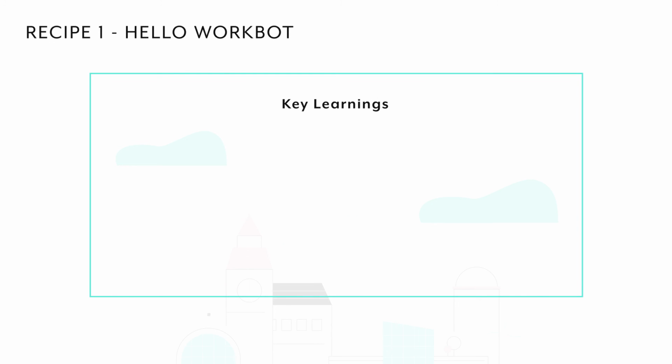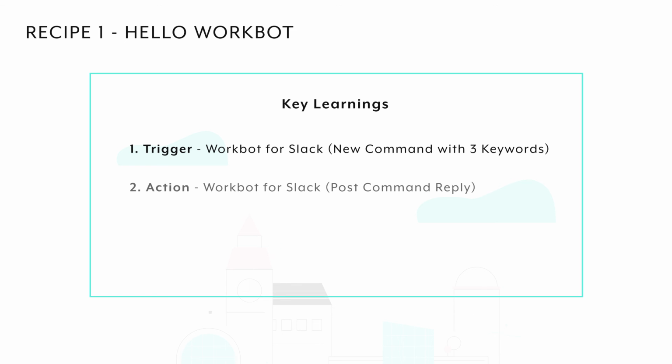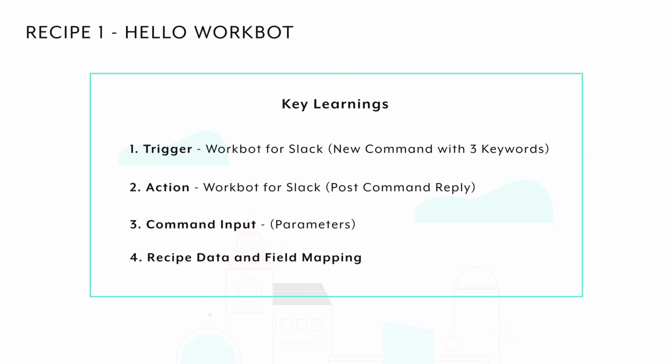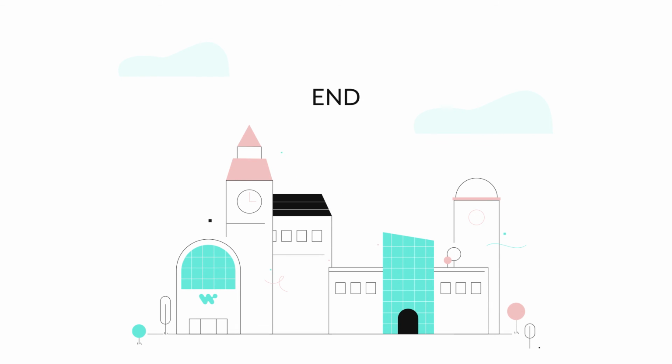Let's review some key learnings for this lesson. For this lesson, we used a trigger app, Workbot for Slack, with the trigger event new command that consists of 3 keywords. Hello, Workato Workbot. The action app we used was Workbot for Slack, with the action event post command reply. For our command input, we inserted a parameter called name from the recipe data where we mapped it inside our message text. This brings us to the end of our 5th lesson.